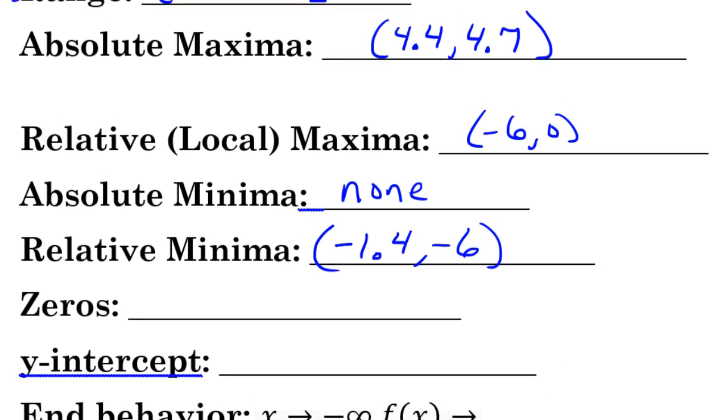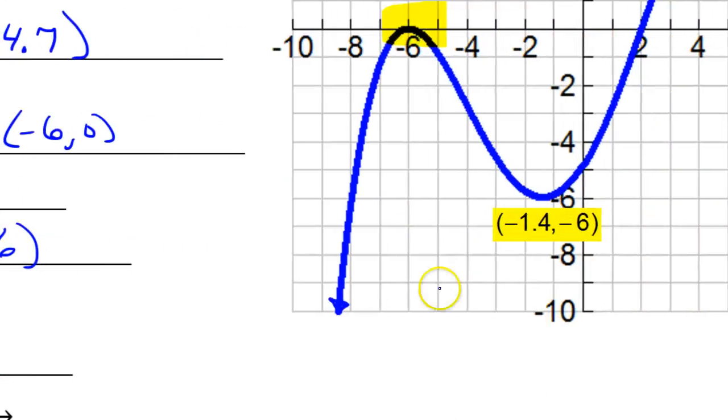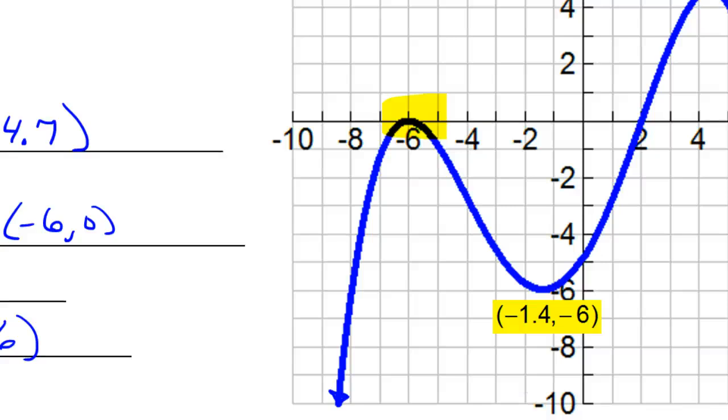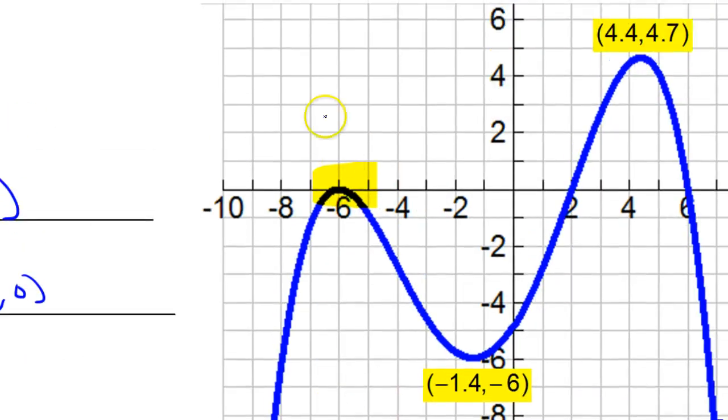Alright, now the zeros. The zeros are like the x-intercept, except we're just going to put numbers. There are 3 of them. Okay, there's a 0 here, there's another one here, and then there's another one there. 3 x-intercepts, so negative 6, 2, and positive 6.